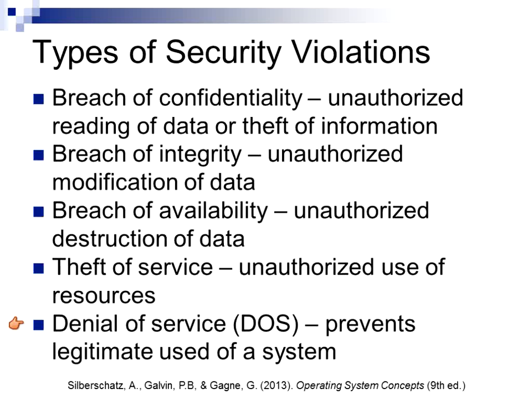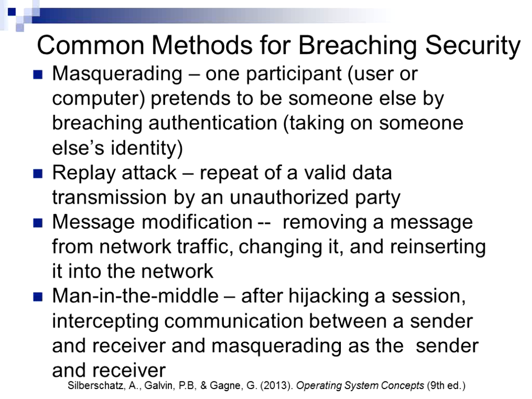Okay, then let's look at some ways that security can be breached. One thing that's commonly done is that one participant, a user or a computer, pretends to be someone else by breaching authentication. In other words, you take on somebody else's identity. This can be easily done if you know someone's password, for example, or you can figure out someone's password. Some people still use 1, 2, 3, 4, 5 as their password, or they use the word password as their password. Those kinds of things aren't very hard to guess. So you can get into a system and act like that user by masquerading as that user.